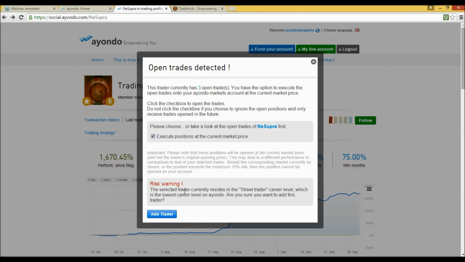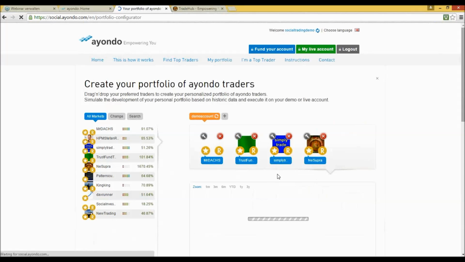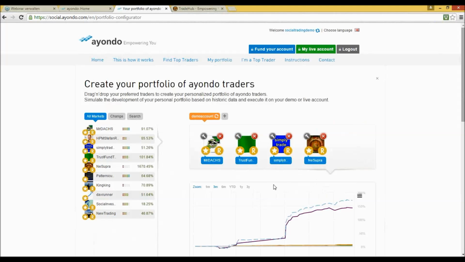So it's informing us that the current trader resides in Discrete Trader, which is the lowest career level on ayondo. Are we sure we want to add this trader? I think so. So we'll add the trader, and then we've got him on our portfolio here. Let it just load. Okay, so now we can see in the 3-month time period, had we done this portfolio, I would have made exactly 170%.